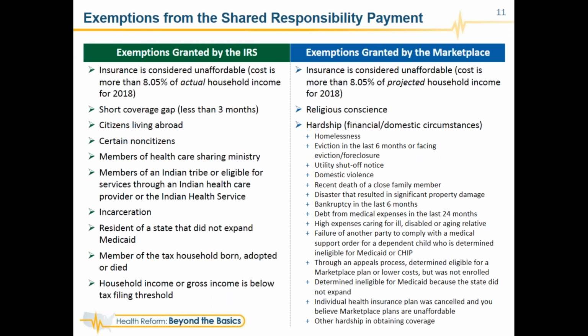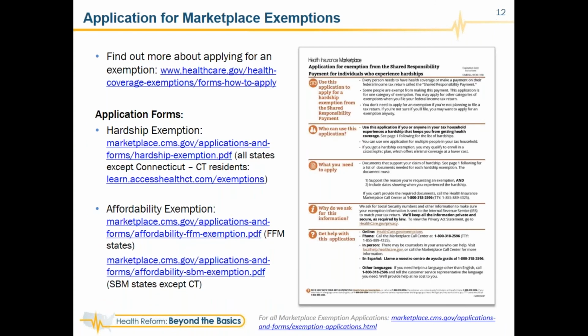And we have some links here that you can look at. We have links to the marketplace applications for these exemptions. There's a separate application for each exemption. There's a hardship exemption application. It applies to all states except Connecticut. Connecticut is the only state-based marketplace that processes its own exemption forms. So if you're a Connecticut resident, make sure that you follow the links for the Connecticut forms. Also, affordability has 2 different exemption forms, one for the FFM and one for state-based marketplaces.